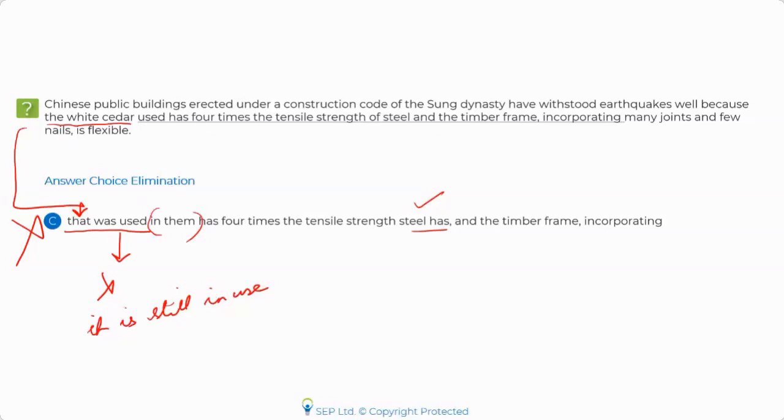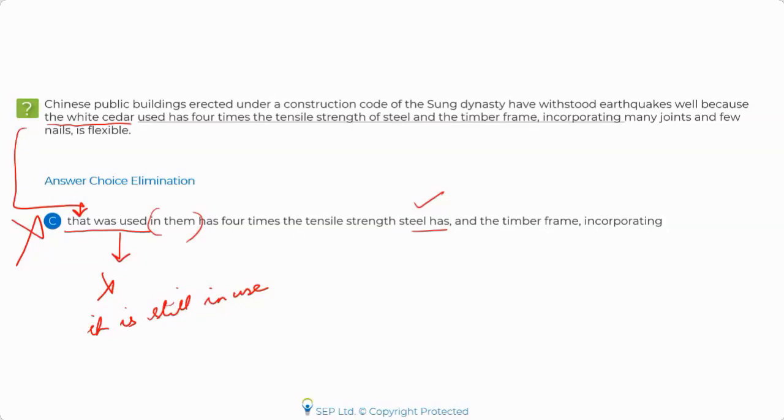So Shashank, when the building was constructed, the cedar was used at that time. It is still in use. So if it is still being used, we can never use the simple past tense for that. Simple past tense is used for something which is done and over, no longer exists. Yes, Kabir, it is wrong mostly because of the verb.